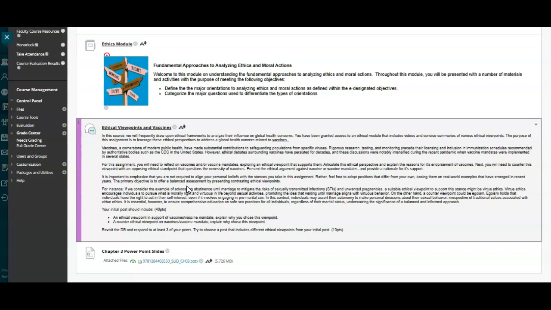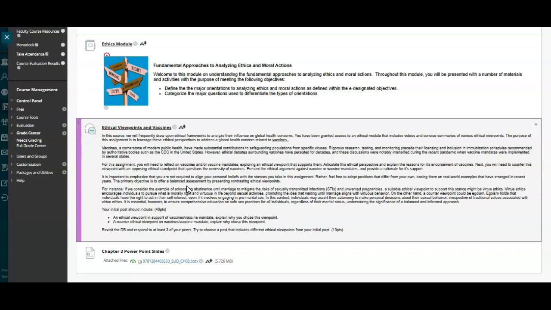Not only do you have to find one that is in support of vaccines, but you also need to do a counter ethical viewpoint and explain why you chose that one. So which one would not be in favor of a vaccine or a vaccine mandate?